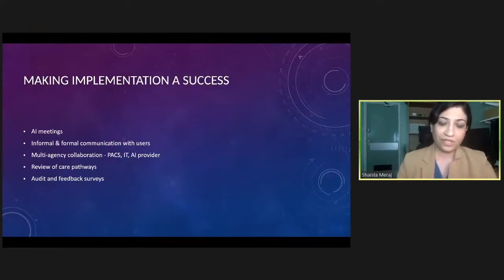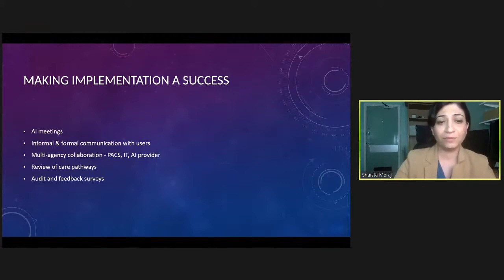Having regular AI meetings is vital to see the progress. There will be ongoing learning and you need to quickly adapt. Have deadlines so you keep the momentum going after the initial excitement is over. Keep communicating with the users and get their feedback.